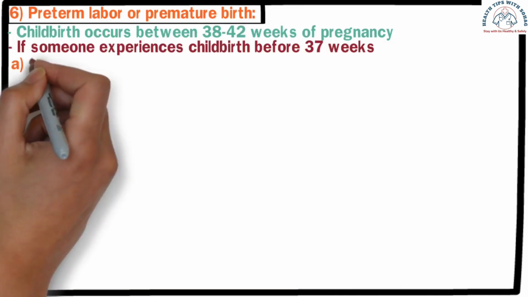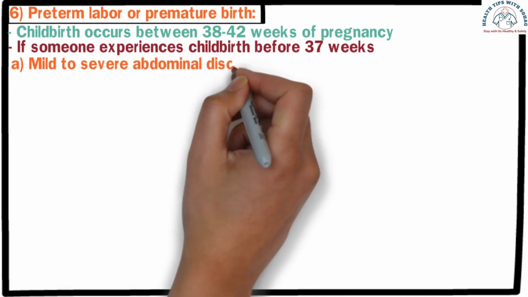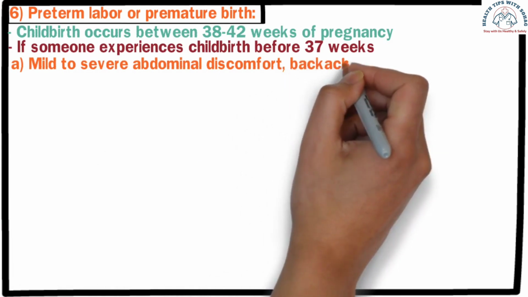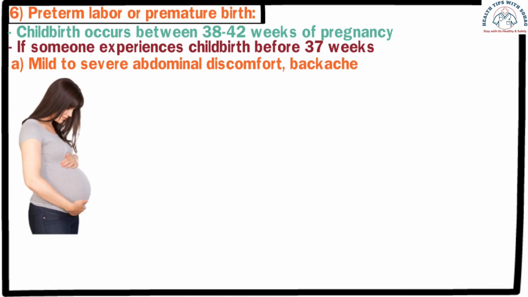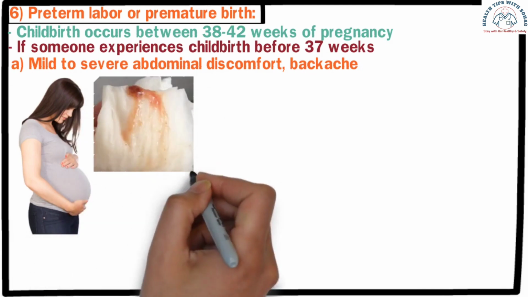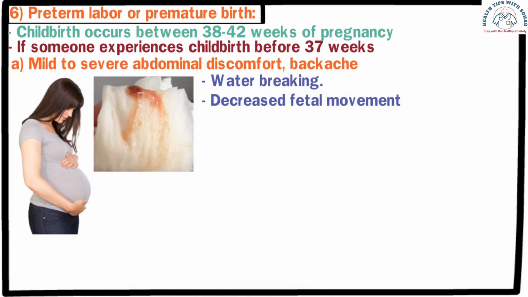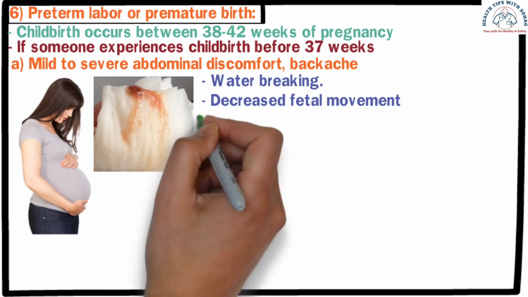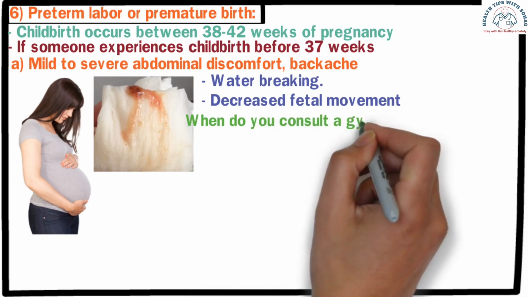Symptoms of preterm labor include number 1, mild to severe abdominal pain, back pain or pelvic pressure. Number 2, severe contractions that may feel like cramping. Number 3, fluid or blood discharge from the vagina. Number 4, water breaking. Number 5, decreased fetal movement. If someone experiences these symptoms before reaching full-term pregnancy, it is advisable to consult a gynecologist immediately for proper evaluation and management. Preterm labor requires special care to ensure the well-being of both mother and baby.